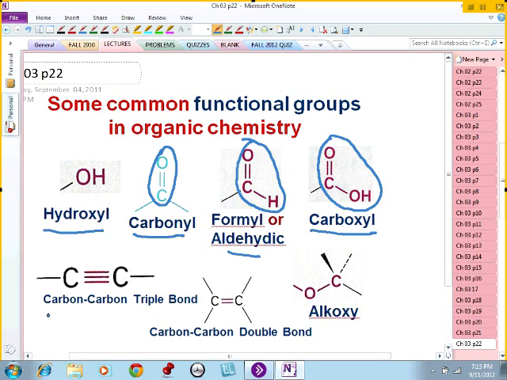Of course, we have the carbon-carbon triple bond. We have the carbon-carbon double bond. And then we also have what we call the alkoxy, which is also fairly common. The alkoxy is when you have an oxygen attached to a carbon atom. Okay. I should also let you know that for convenience, very often we use what we call the R group.